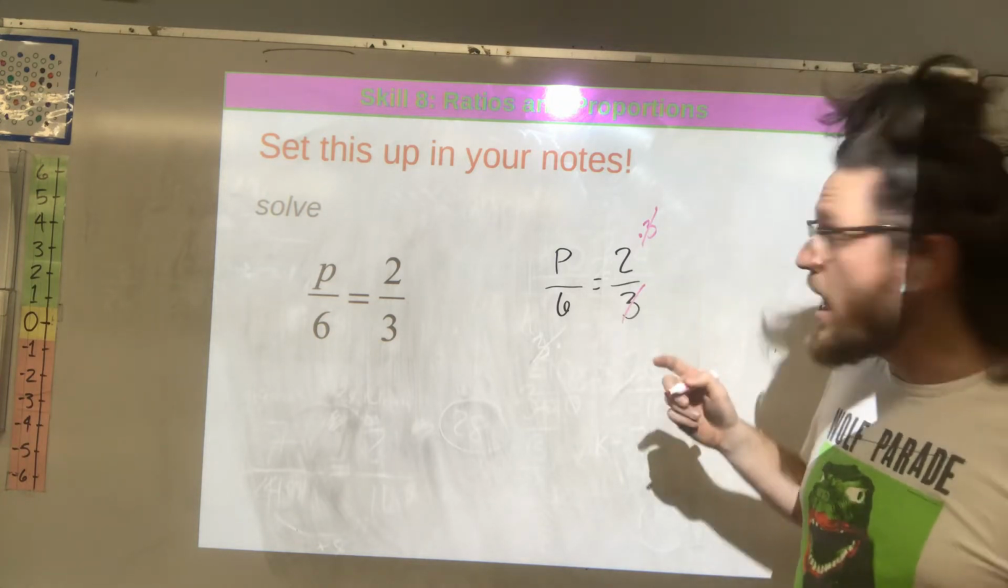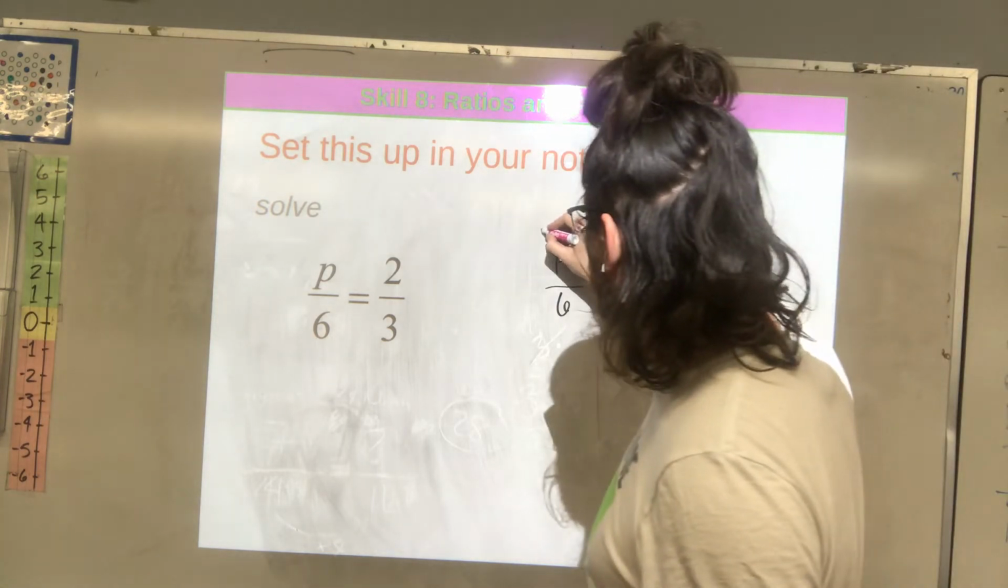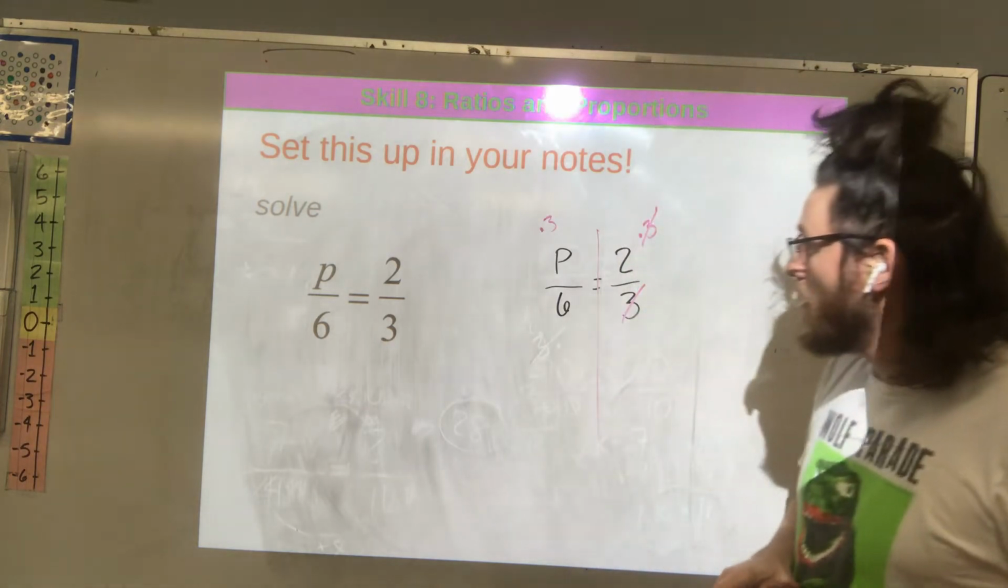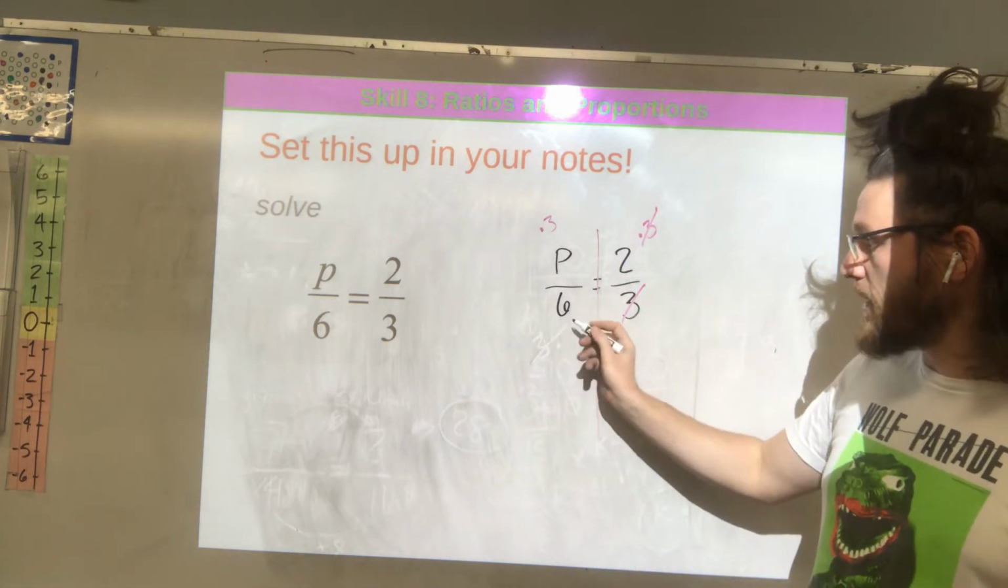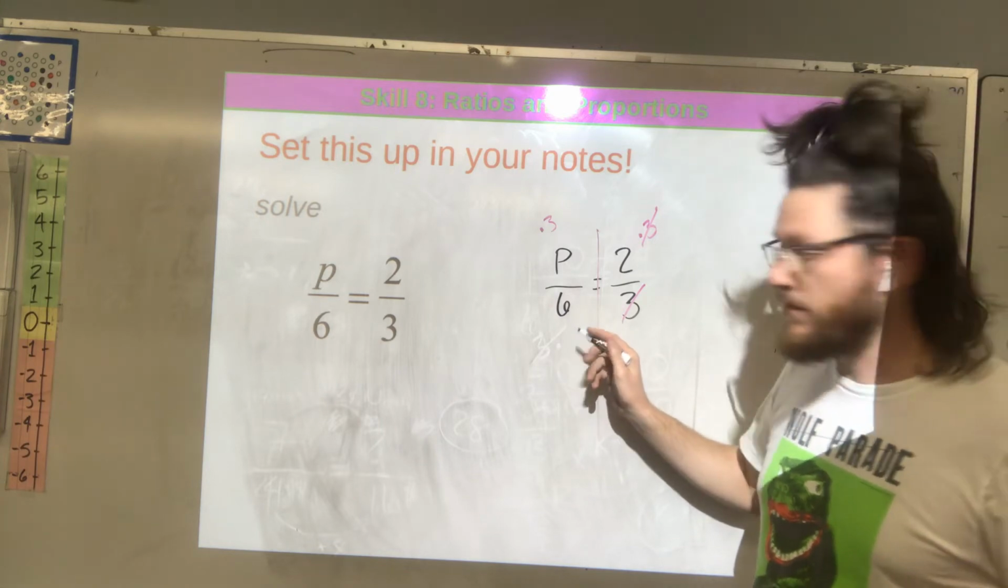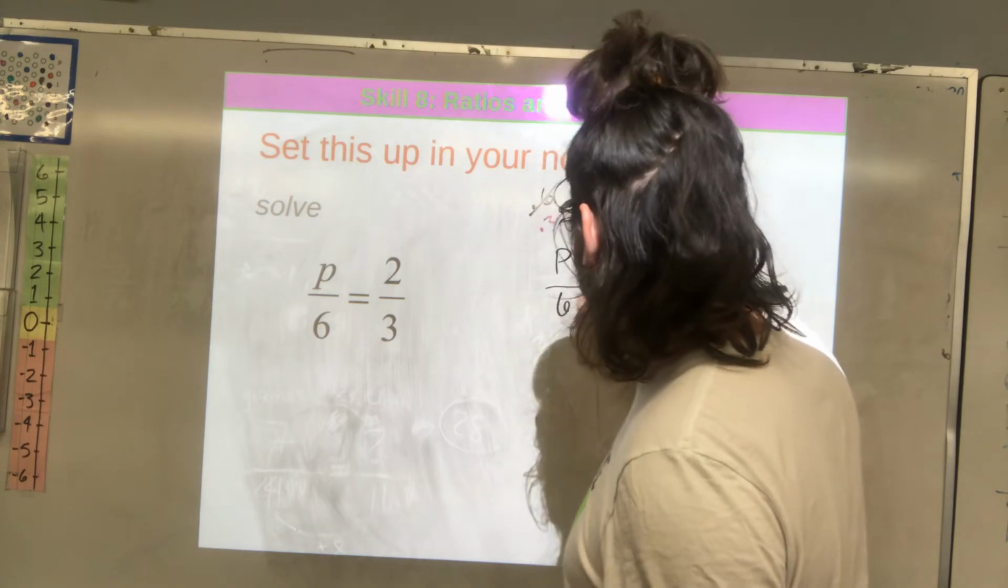I just have 2. But in order for me to do that, I have to do it on both sides of my equal sign, so I'm going to multiply by 3 over here as well. Okay, and then I can basically do the same thing. I still haven't gotten rid of this number in the bottom of my fraction, so I can multiply by 6 in order to do that.